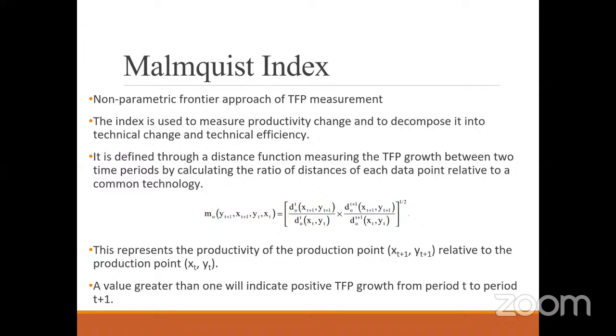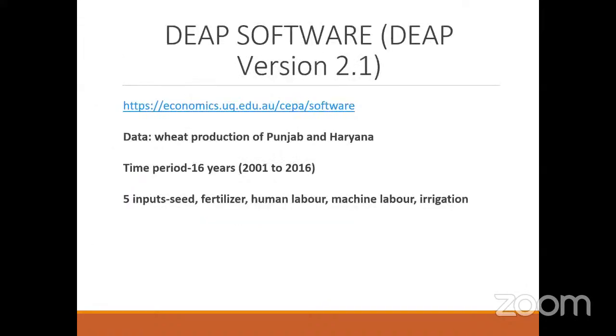M0 is the Malmquist Index. Here we are measuring output of two periods, yt plus 1 and yt, and similarly input of two periods, xt plus 1 and xt. D0 represents the distance function, which compares the input and output in two time periods. Any value greater than 1 means TFP growth is there from period t to period t plus 1.